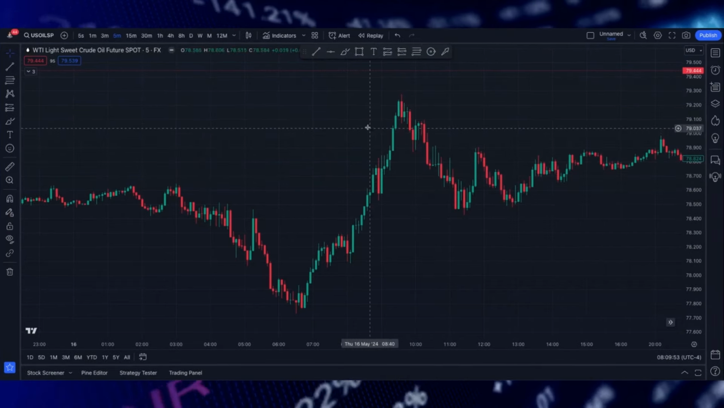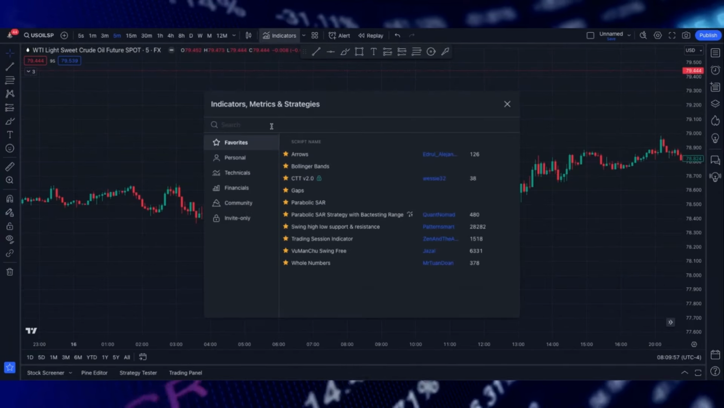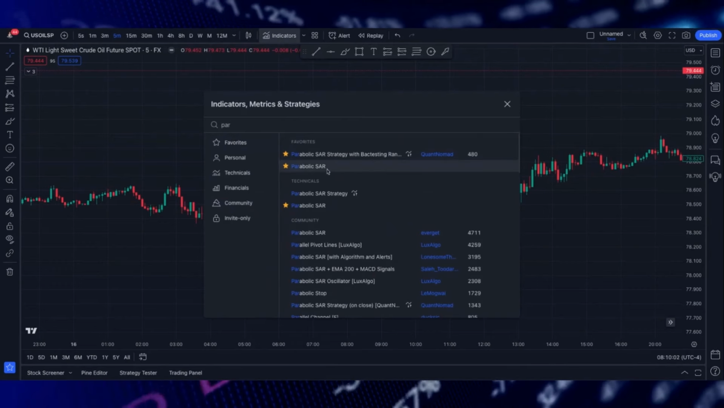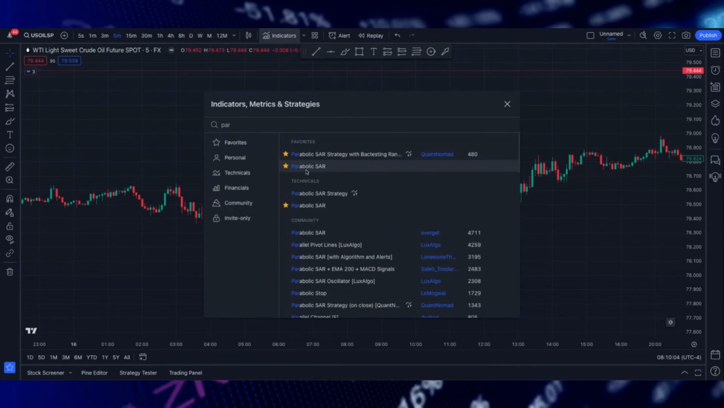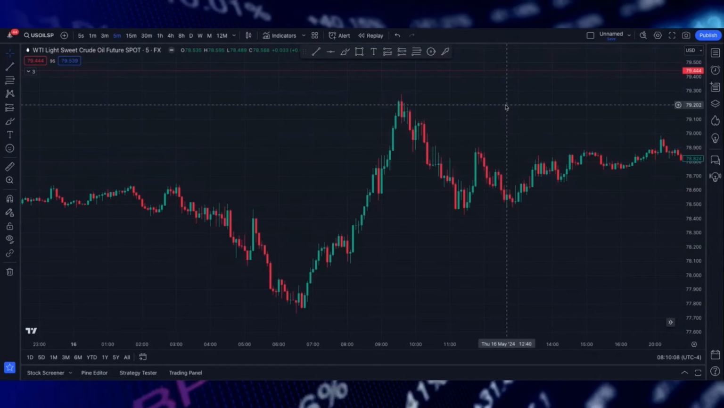Okay, so the first thing you need to do is head up to the indicators tab on TradingView. And what you want to do is start typing in PAR for Parabolic SAR. So it should look something like this. And you want to go ahead and click on that. And I've already got it installed. So I'm going to just close this window.